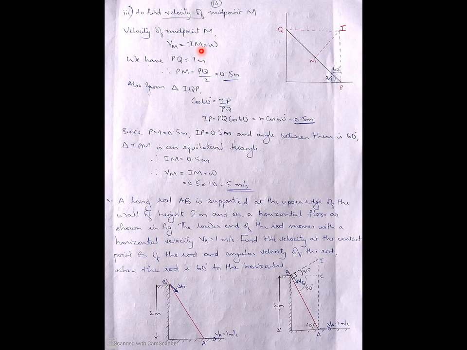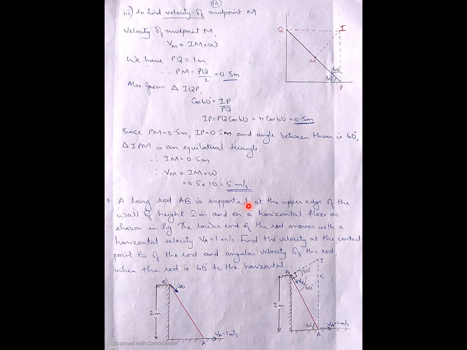And what we want is the velocity of the midpoint M. So Vm equal to Im into omega. Im is 0.5 into omega value. You already got it as 10 radians per second. So you will be getting Vm equal to 5 meter per second. Let us see one more question on this one.